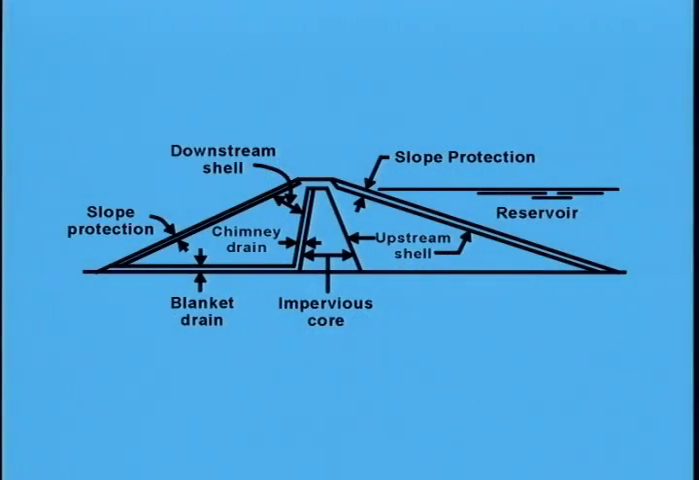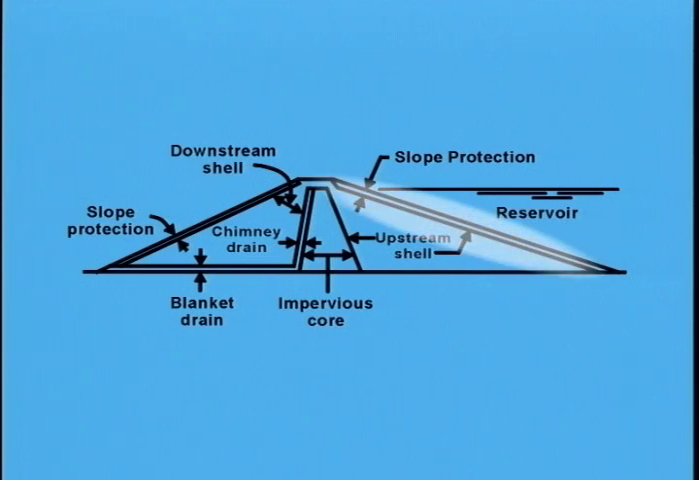Here is a typical cross-section of an earth dam. Water seeps through the core of the dam into the chimney drain. The chimney drain must be designed to be much more pervious than the core, and at the same time have interstices fine enough so that material from the core will not enter them. Similar design is required for the blanket drain with respect to seepage from the foundation.